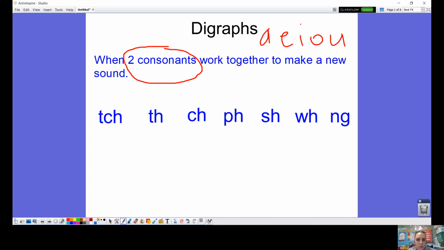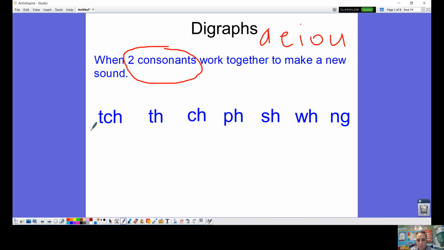So answer yes or no to these questions. Is the letter G a consonant? Yes. Is the letter M a consonant? Yes. Is the letter O a consonant? No. Is the letter P a consonant? Yes. Is the letter I a consonant? No. So these two consonants work together to make a new sound.